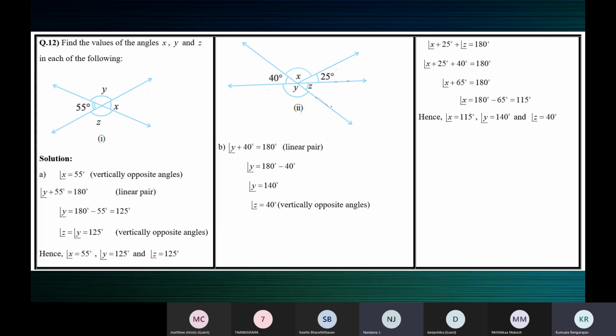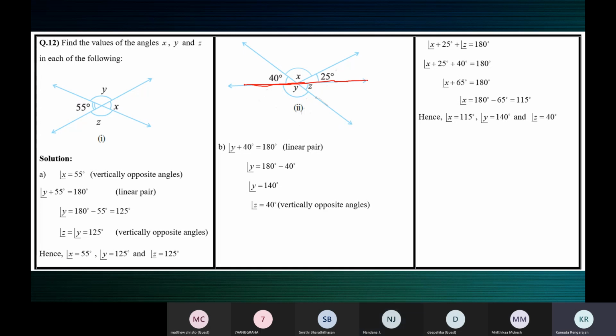X plus 40 is 180. Nandana, this is the straight line. How many angles you see on the straight line? Ma'am, 3 angles, ma'am. X plus 40 plus 25 is equal to 180 degree, ma'am. Yeah. X plus 40 plus 25 is equal to 180. So that will give you x, 115.